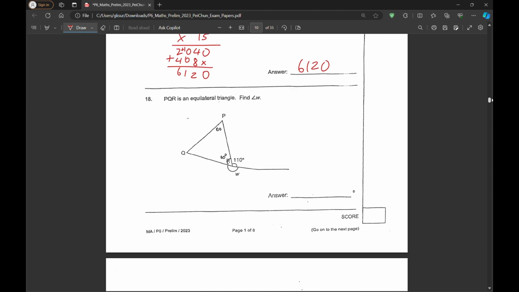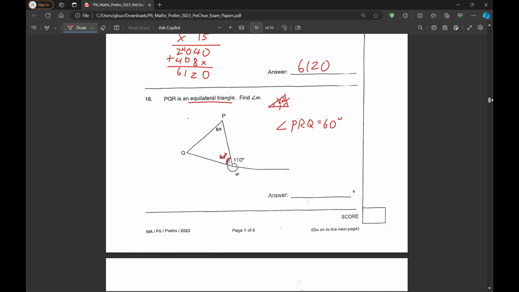Moving on to the next question. Question 18. PQR is an equilateral triangle. Find angle W. So, firstly, we must understand what an equilateral triangle means, which means all sides are equal in length and each angle is 60 degrees. So angle PRQ is 60 degrees over here, because PQR is an equilateral triangle, and the angle given here is 110 degrees.